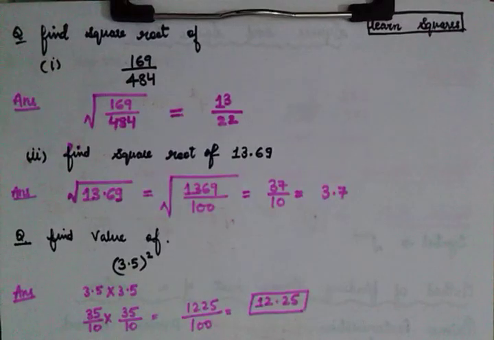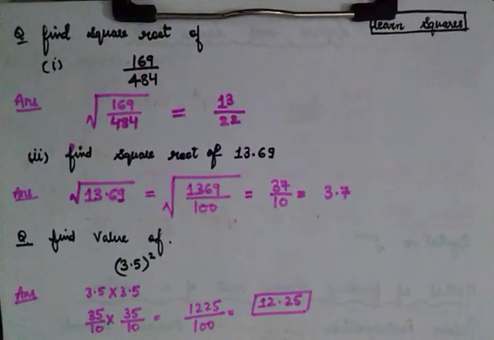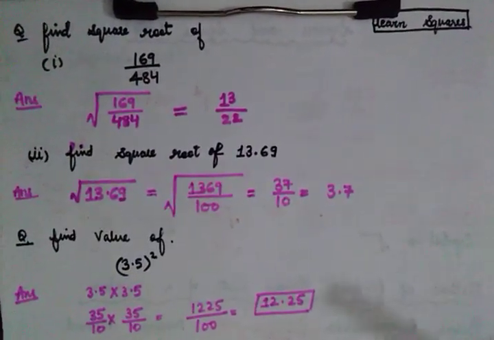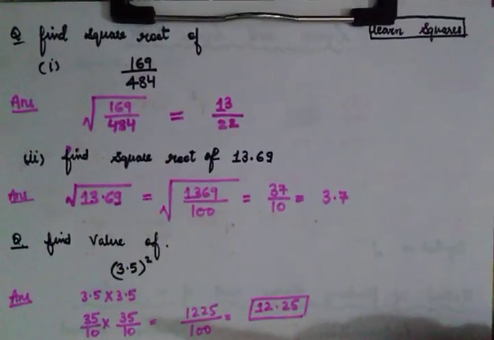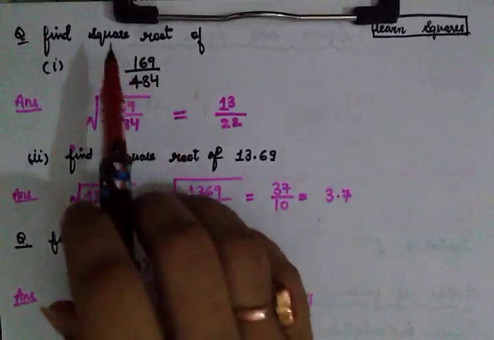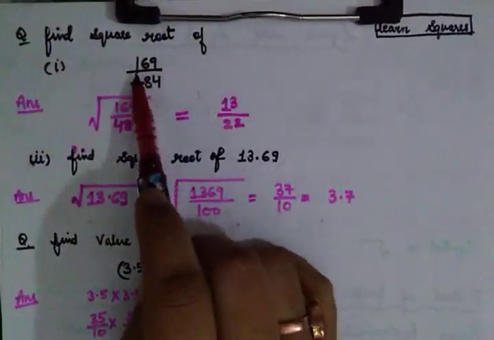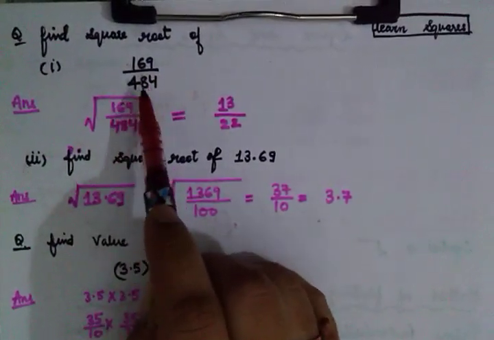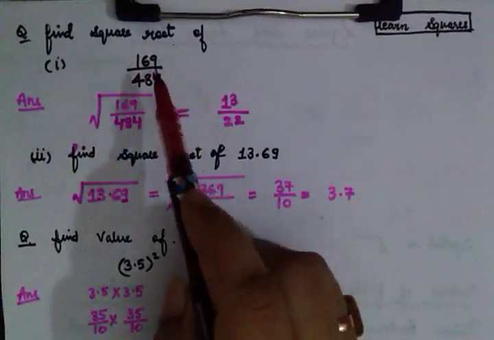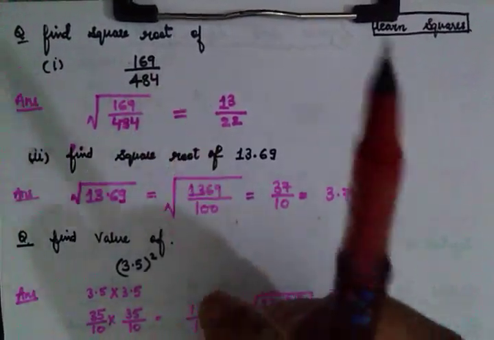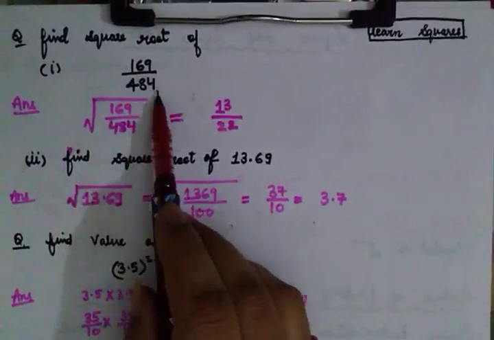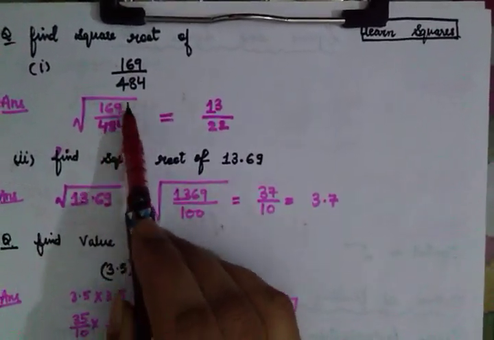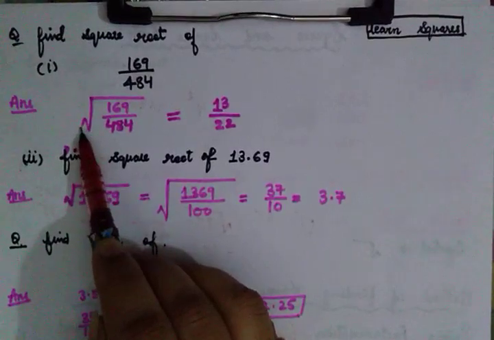Now let's solve some of the questions which are based on this technique, where you have to calculate the square root. All these questions I have taken from the exercise of the book itself. So the first question is: find the square root of 169 upon 484. No need to get confused that ma'am has not told about a fractional number. The technique is going to remain the same. Write that number, whatever is given, 169 upon 484, in this square root sign.